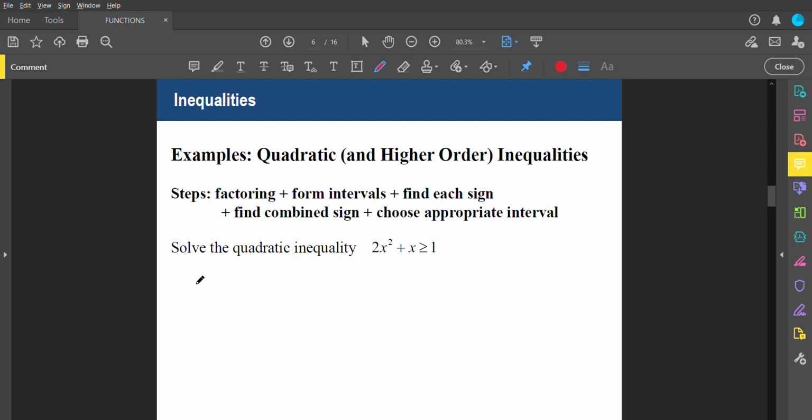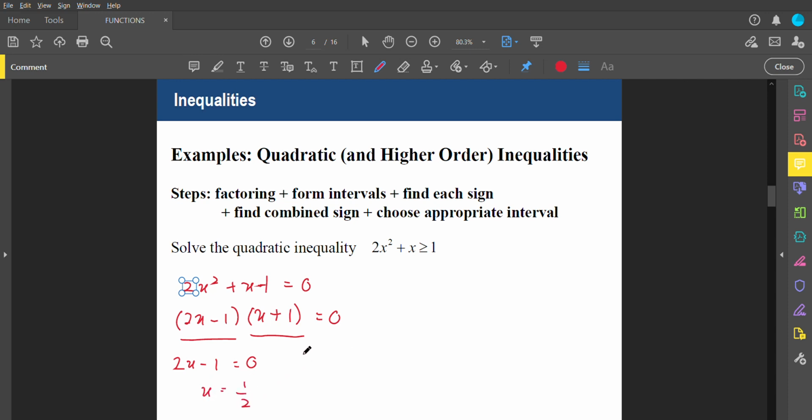First, you might want to see this as an equation. You can rearrange it and you have 2x squared plus x minus 1 equal to 0. First, I'm going to find the critical points, the points where this equation is equal to 0. After performing the factorization, you will have 2x minus 1 multiplied by x plus 1 equal to 0. Then there are two things that you need to consider. 2x minus 1 equal to 0 gives you x equal to 1 over 2. The second possibility is that x plus 1 equal to 0, or in other words, x equal to negative 1. So you have two values of x here.